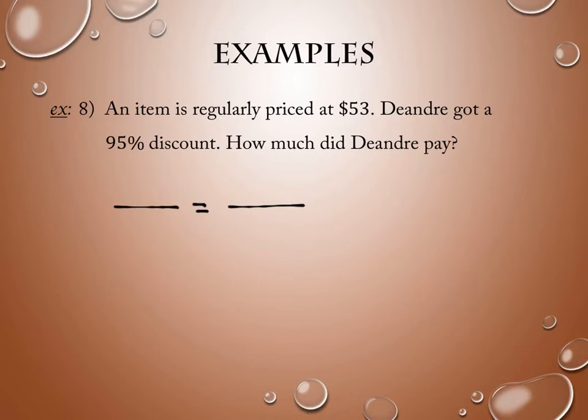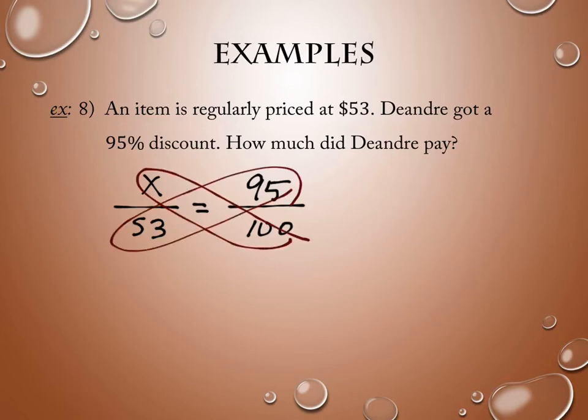I'm not trying to trick you, I promise. 95 over 100. Okay. 53 over the x. Still, the original price is 53, so it's still 53 in the denominator. X will be the other unknown value. So this is 100x equals, what's 95 times 53? 5,035.